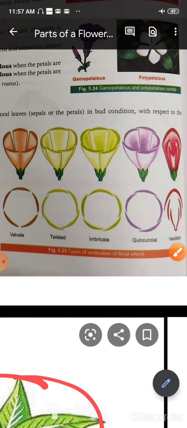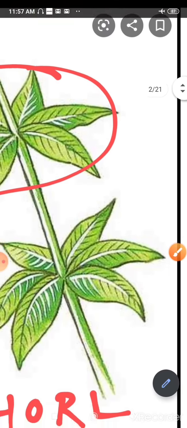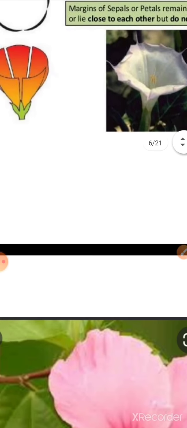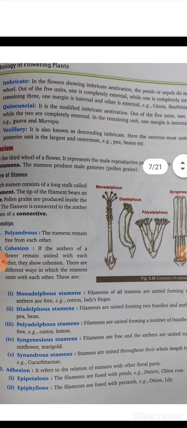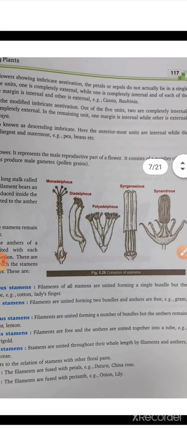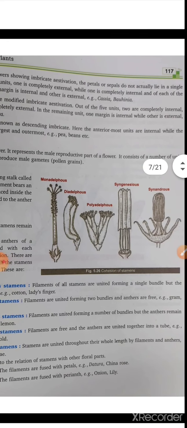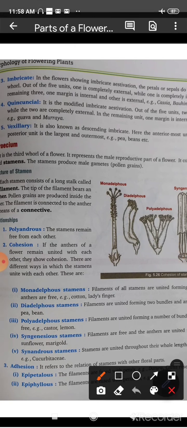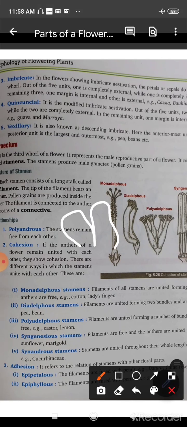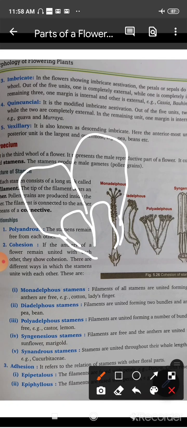And then we see the last one, vexillary. In vexillary, what we get to see is again a beautiful arrangement. It is also known as descending imbricate. Here the anterior most units are internal, while the posterior unit is the largest and outermost. So this is how the petals or the leaves of the flower are arranged, right?